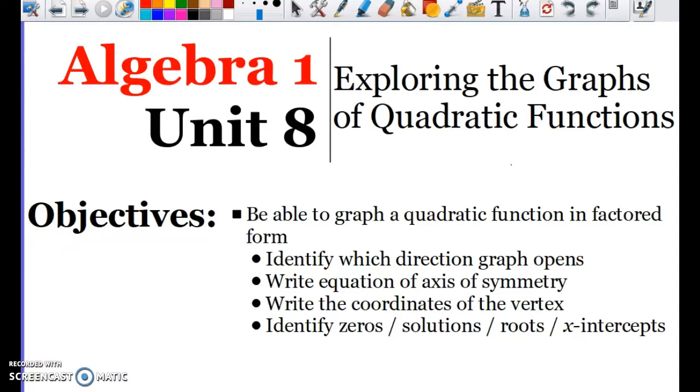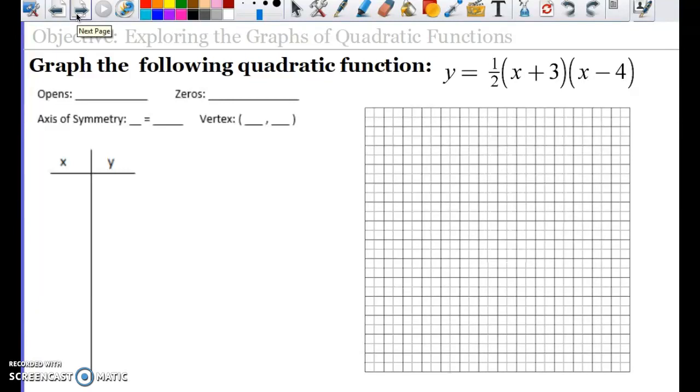Okay, welcome to the lesson 4 video. We're going to continue graphing quadratic equations here in factored form. So you can see here that after our discussion today, you should be well aware of how these graphs are formed. And the first thing you should always look at is what the leading coefficient is.